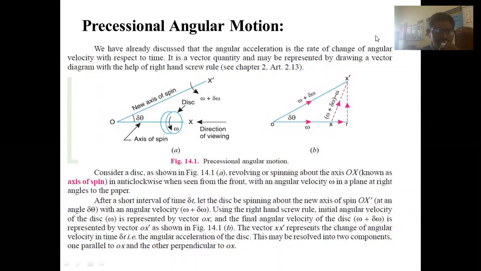Today, I want to discuss precessional angular motion. To discuss this, I want to take the help of the given diagram in our PPT. For example, in diagram 14.1, let us consider a disk which is rotating in anti-clockwise direction when viewed from the front. The viewing direction is also given.